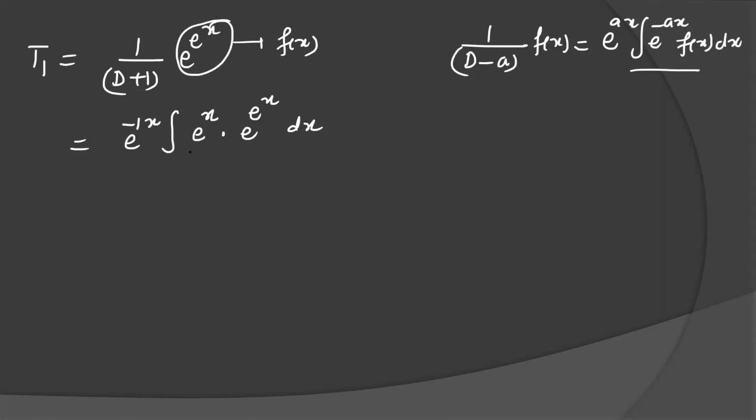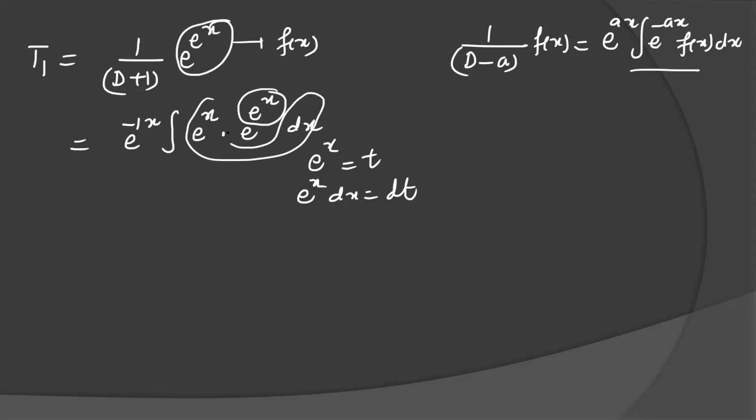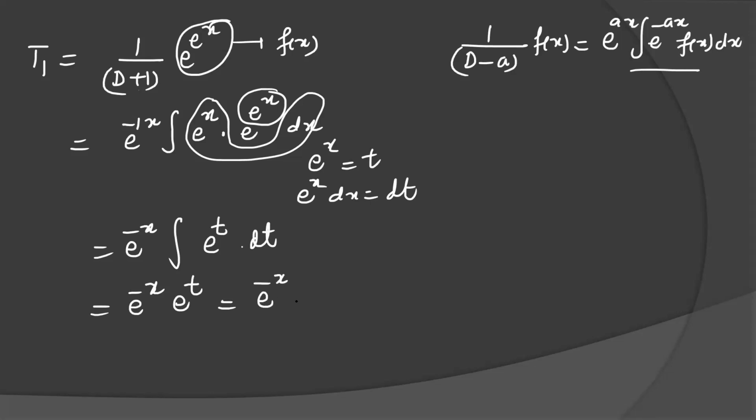Can you tell me the integration of this inside function? Yes, very easy. Let e to the power x be t. So e to the power x dx will be dt. So e to the power minus x is outside, so no meaning. The integral of e to the power t dt is e to the power t; never add a constant in the particular integral. Then put back the value of t. So this is the term 1 calculation.